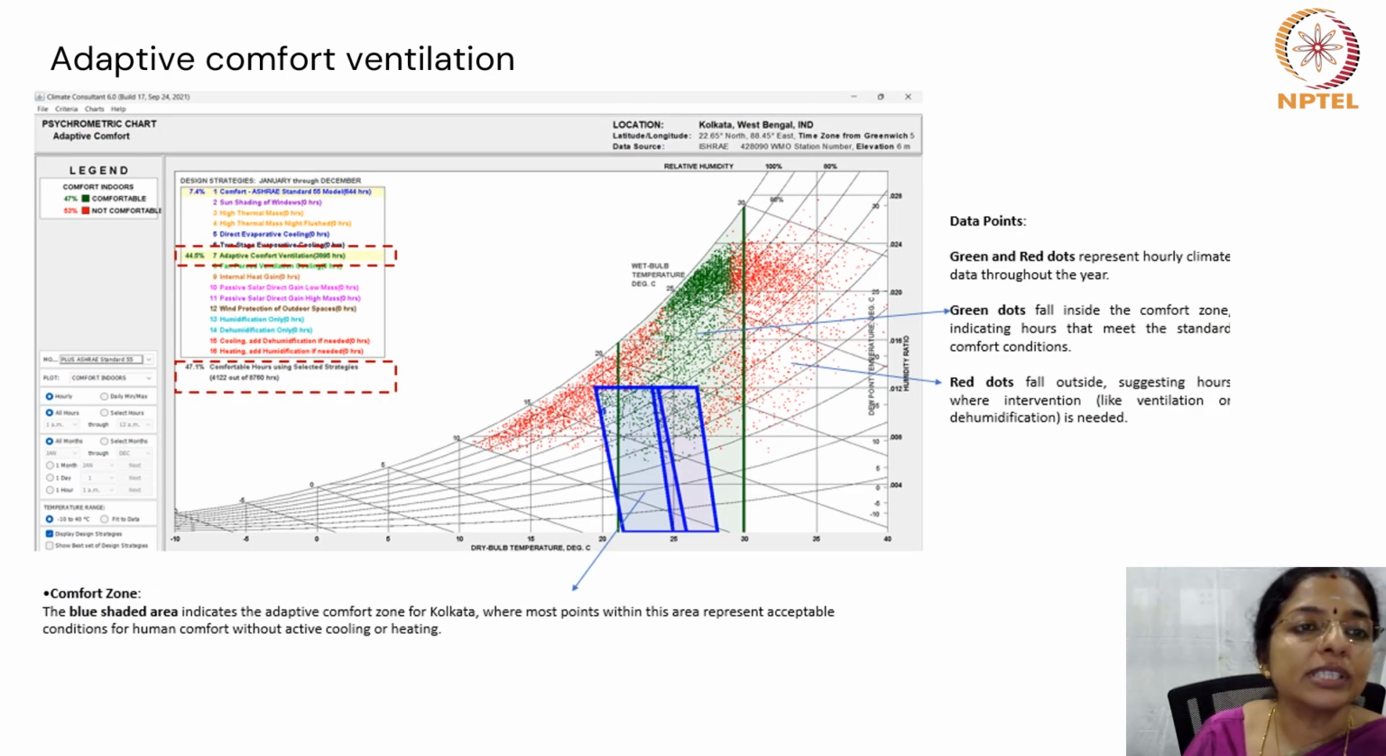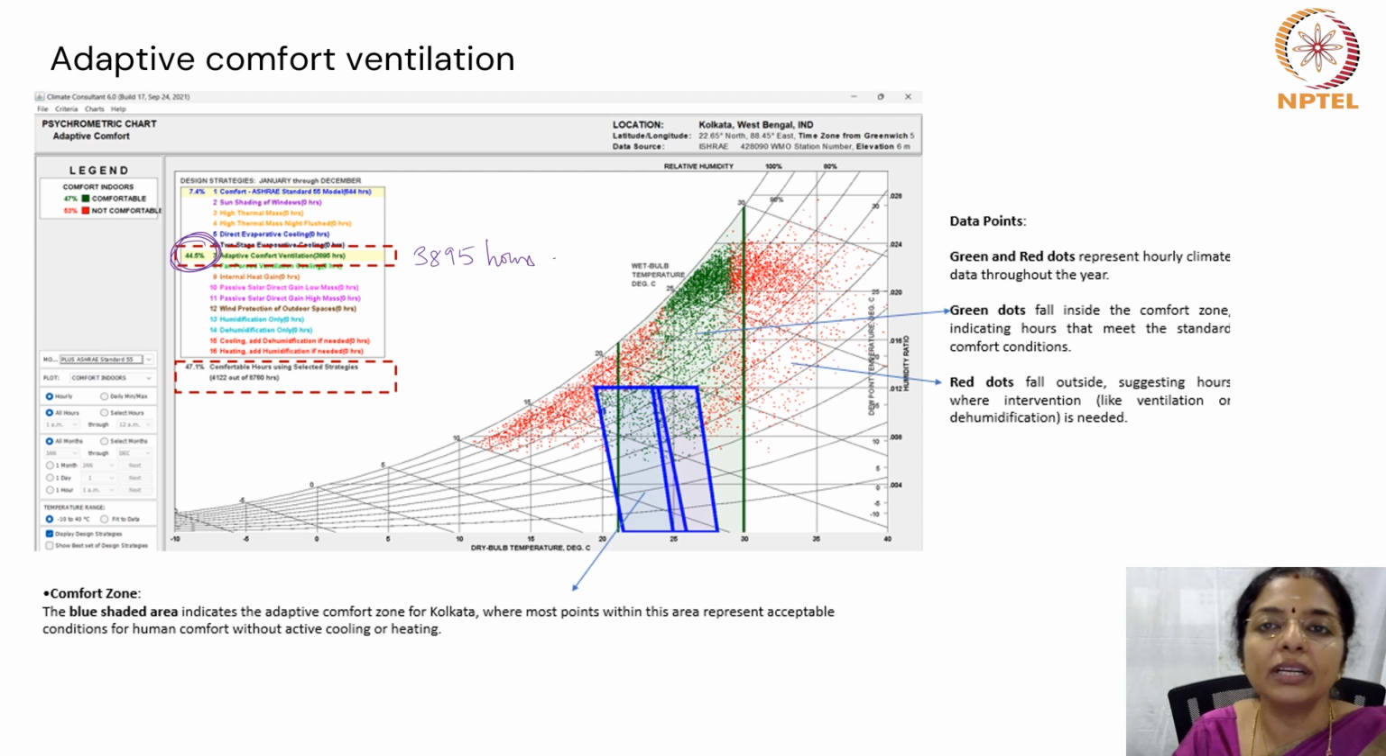Now suppose I remove some of these strategies. So the psychrometric chart highlighting adaptive comfort ventilation as the dominant strategy accounts for 44.5% of the year, which is 3,895 hours of the year can be made comfortable by having adaptive comfort ventilation. What is adaptive comfort ventilation? It means using natural or forced ventilation to enhance comfort by taking advantage of outdoor air conditions.